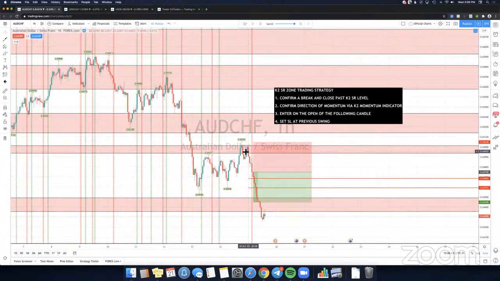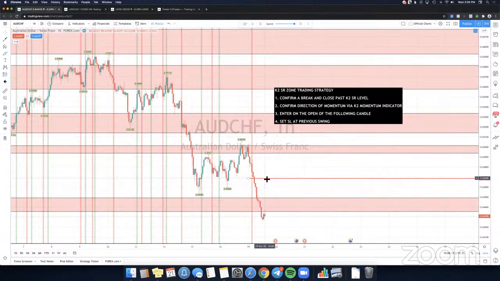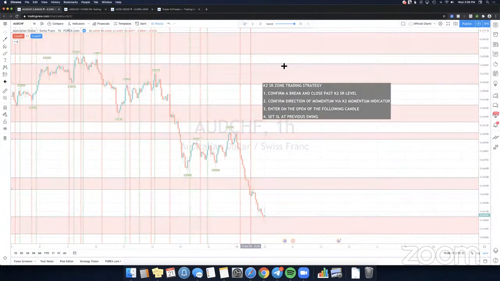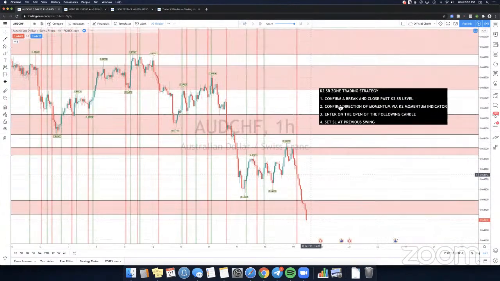So I'm not sure if you caught this trade. Yeah, you probably didn't. But yeah, so that would be one entry right there. And then again, right here, there's another entry as well. So same thing, same requirements.